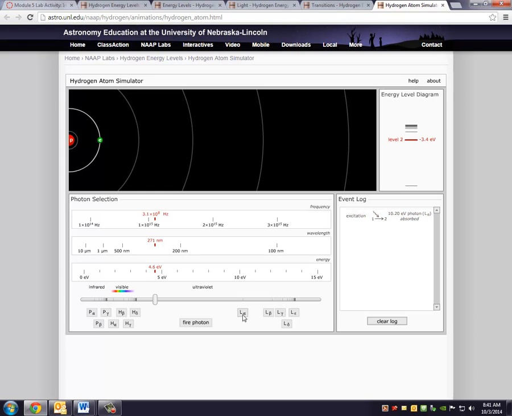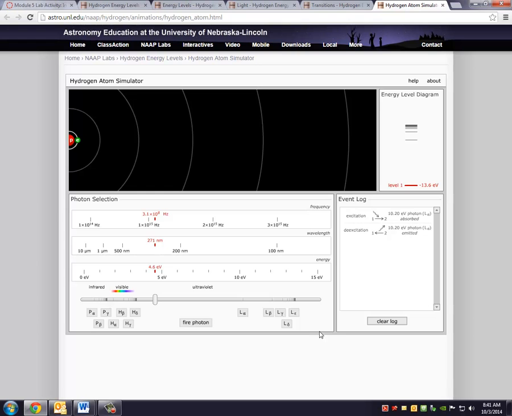It doesn't stay there for very long. It turns out that electrons don't stay excited very long. They wind up giving off a photon of the same energy in a different direction and drop back to the ground state pretty quickly. But this little event log then shows what happened. We had excitation. The electron went from the first energy level to the second energy level. It required a 10.2 electron volt photon. That was an L alpha photon, and it gave off an L alpha photon.